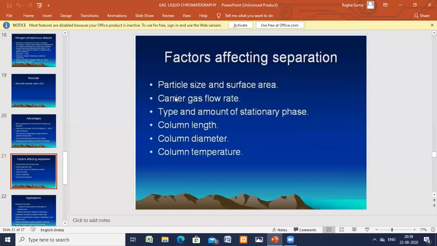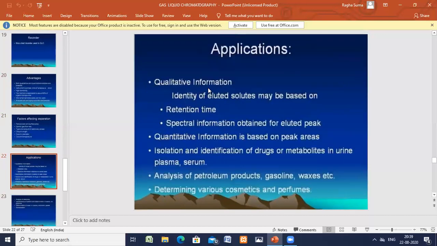Factors that affect the GLC separation: particle size and surface area, carrier gas flow rate, and the type and amount of stationary phase, column length, column diameter, column temperature. All these govern the separation in the GLC. Coming to the applications, the qualitative information: identity of the eluted solutes may be based on the retention, and spectral information obtained for the eluted peak. Quantitative information is based on the peak areas.